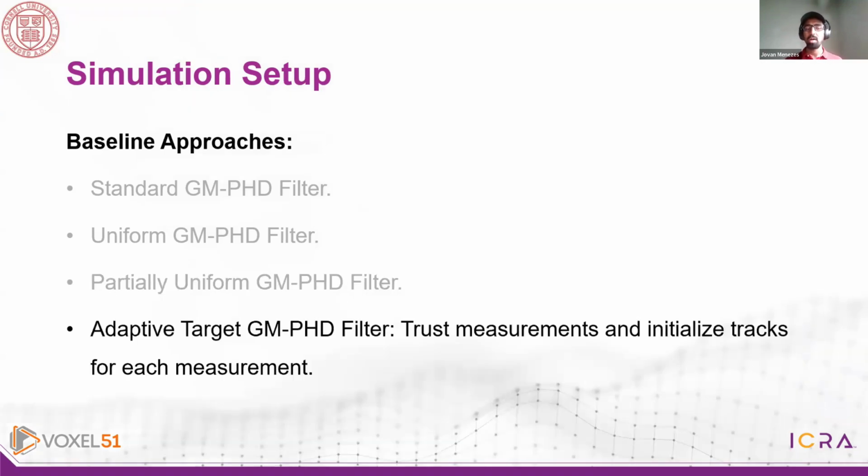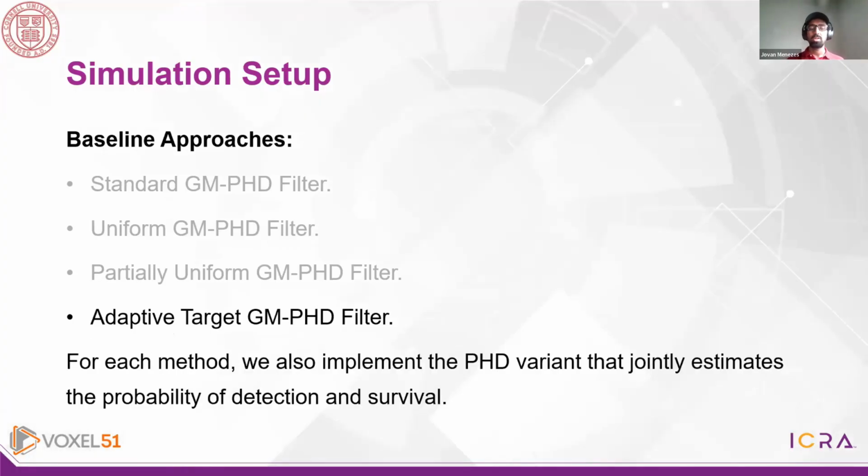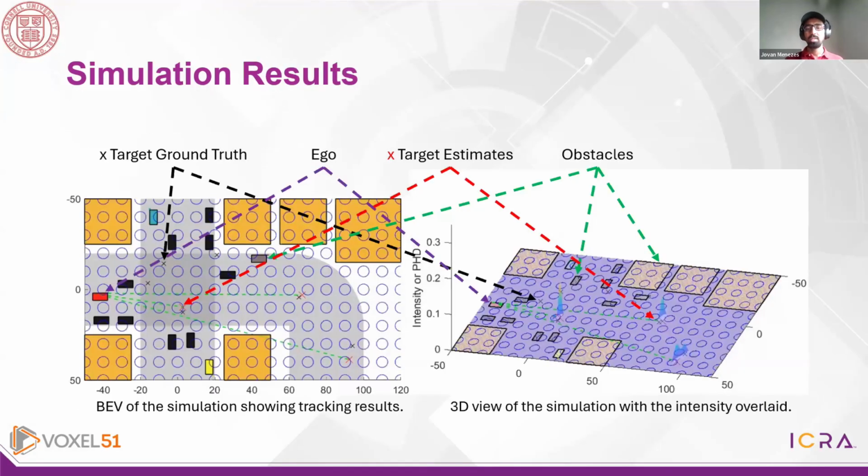Finally, we have the adaptive target PHD filter, wherein we just assume all measurements that we receive are true, and we start tracking them. This can be very dangerous for a safety critical application like autonomous driving. For each of these methods, we also implement a PHD variant from literature, wherein we can jointly estimate the probability of detection and probability of survival. These are parameters, or hyperparameters, that we provide to the filter. In this variant, we can jointly estimate these parameters as well.